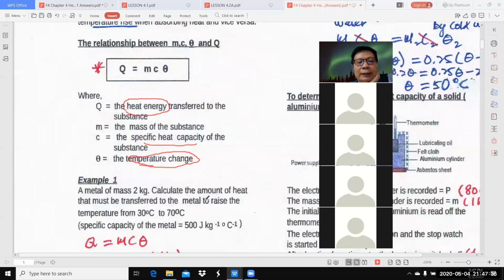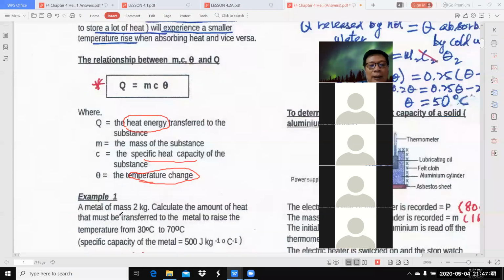Please try to answer this question, everybody. A metal of mass 2 kg. Calculate the amount of heat that must be transferred to the metal to raise the temperature from 30 to 70. The specific heat capacity of the metal is 500 joule per kilogram per degree Celsius. Very small. Small means it can heat up very fast. Then calculate, everyone.